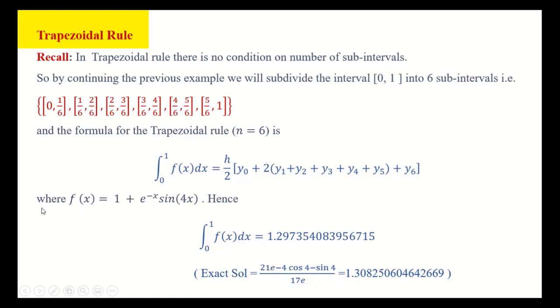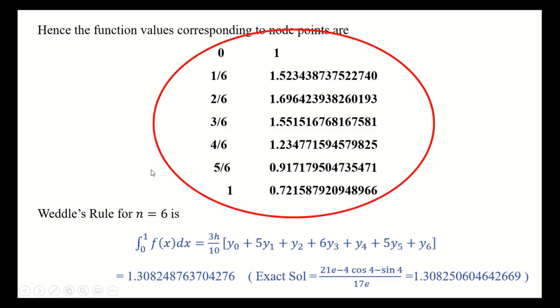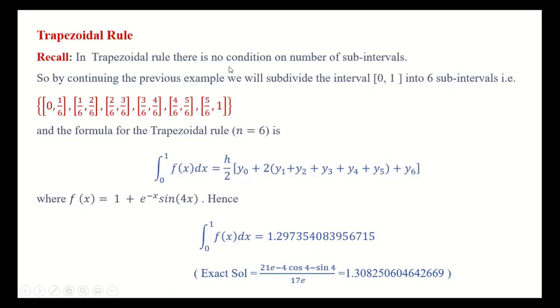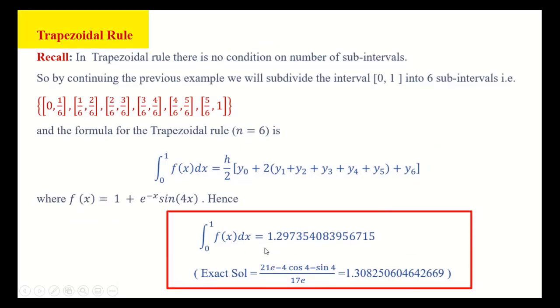Here we use the same function and the same data as we used in the previous Weddle's rule for the trapezoidal rule as well. So after calculation we obtain an approximated result, and this is 1.2973 and so on. Here this is the exact solution. So you can see that there is a big difference between the exact and the numerical solution. So the trapezoidal rule's accuracy as compared to Weddle's rule is not so good.